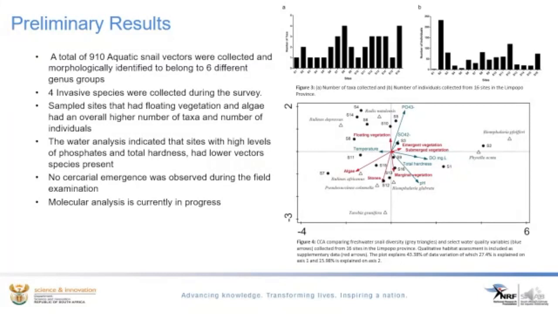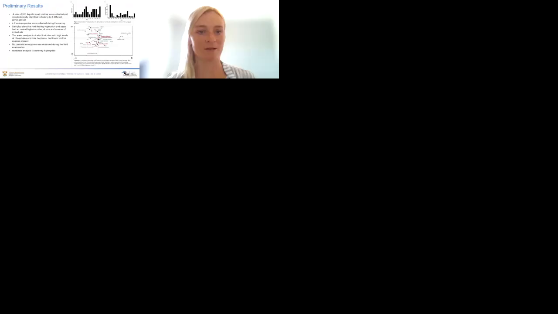Sampled sites that had floating vegetation and algae had an overall higher number of taxa and number of individuals. Sites that had less floating vegetation were found to be less suitable for snail vector species. The water quality analysis also indicated that sites with high levels of phosphates and total hardness had lower snail vector species present. This indicates that water quality and habitat suitability are determining factors in vector distribution.